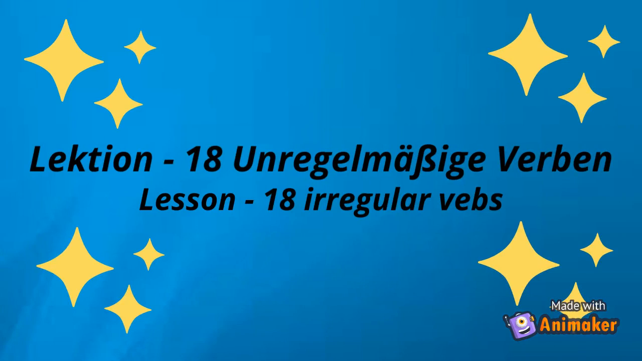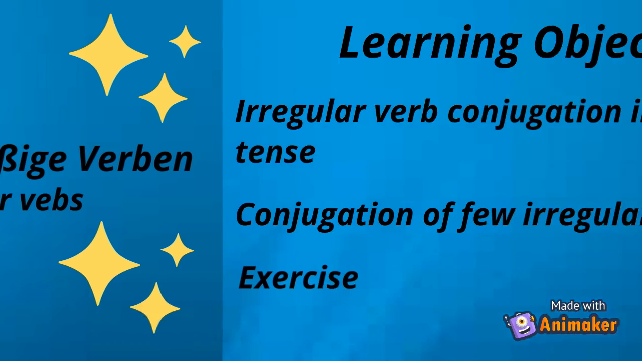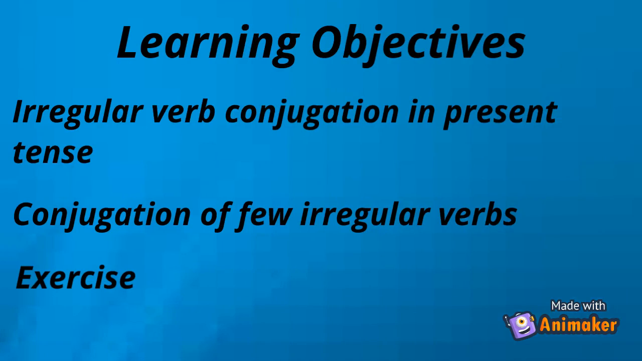Lektion 18 Unregelmäßige Verben. That means lesson 18 irregular verbs. Let's first look at the learning objectives. We will first learn the basic conjugation for an irregular verb in the present tense. After that, we will be conjugating a few irregular verbs. And at the last, we will be doing a small exercise.